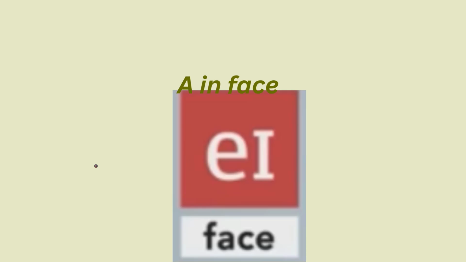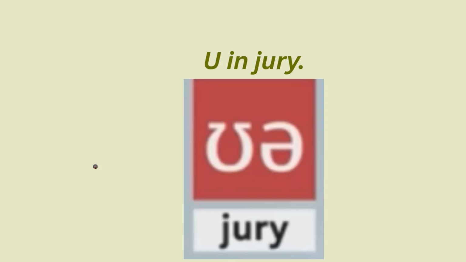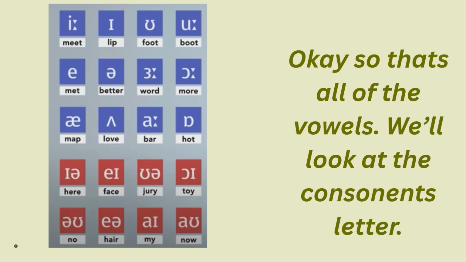A in face, U in jury, I in tie, O as in no. Not no. No. Ear in here, I in my, and ow in now. Okay, so that's all of the vowels. We'll look at the consonants later.